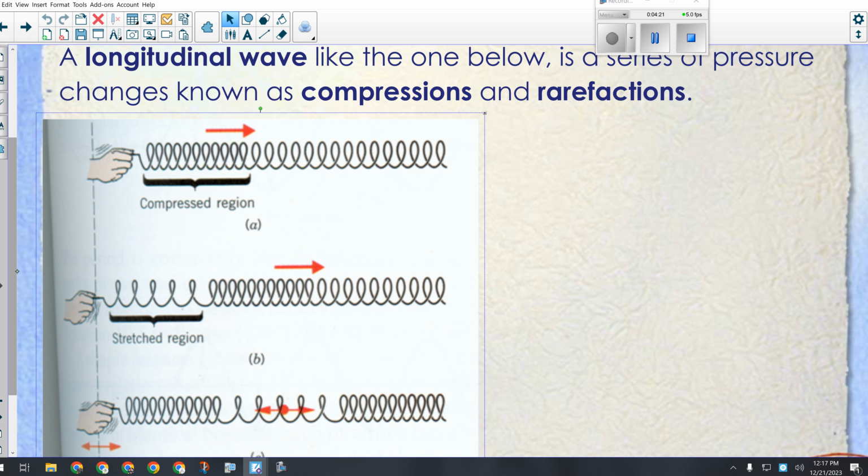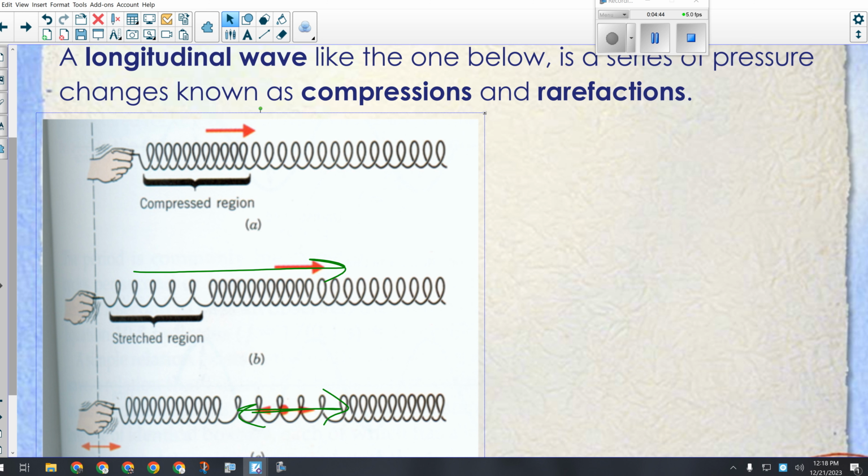and in a longitudinal wave, unlike a transverse wave, the medium, that is the spring, oscillates parallel to the direction the wave travels. In the transverse wave, it oscillated perpendicular to the direction of travel of the wave. So that's really the only difference. Now, that's the difference in structure.